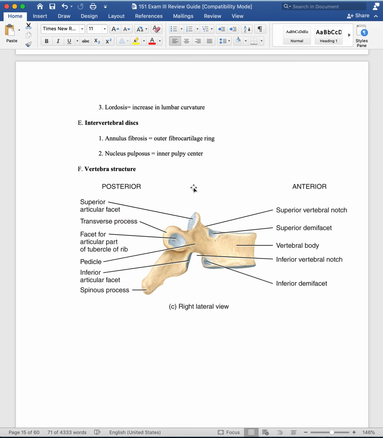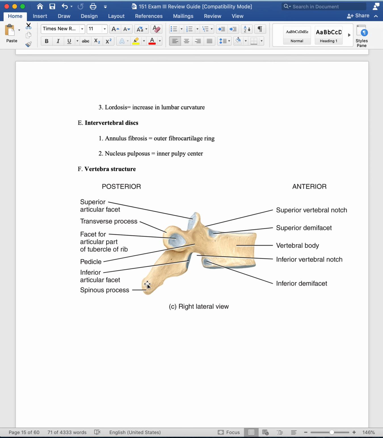They're going to articulate up and down with the vertebrae above them. Here's going to be, I apologize, this is the rib tubercle. I had it oriented backwards in my head. This is the rib tubercle, and these are going to be demifacets that allow for articulation with the vertebrae above and below them. So I apologize for the misspeak here. Really, I was just pointing to the wrong thing. But here's going to be the articular part of the tubercle of the rib. And again, that's how we're going to identify that it's a thoracic vertebra.